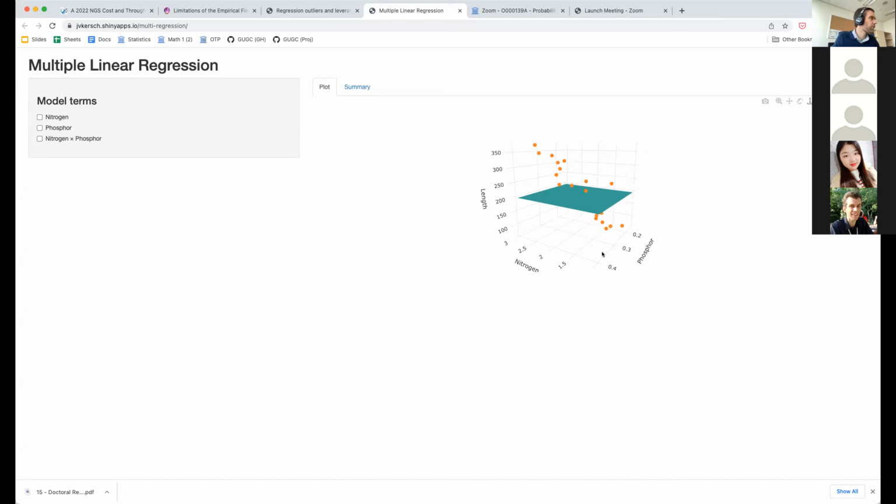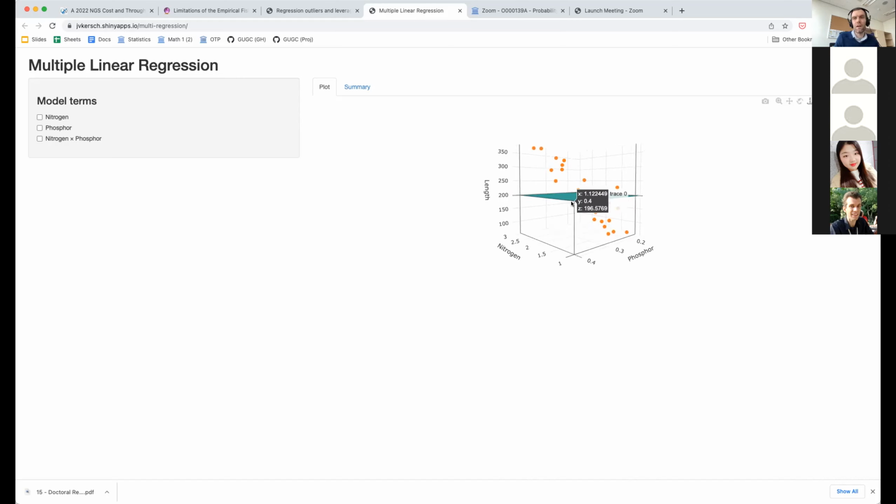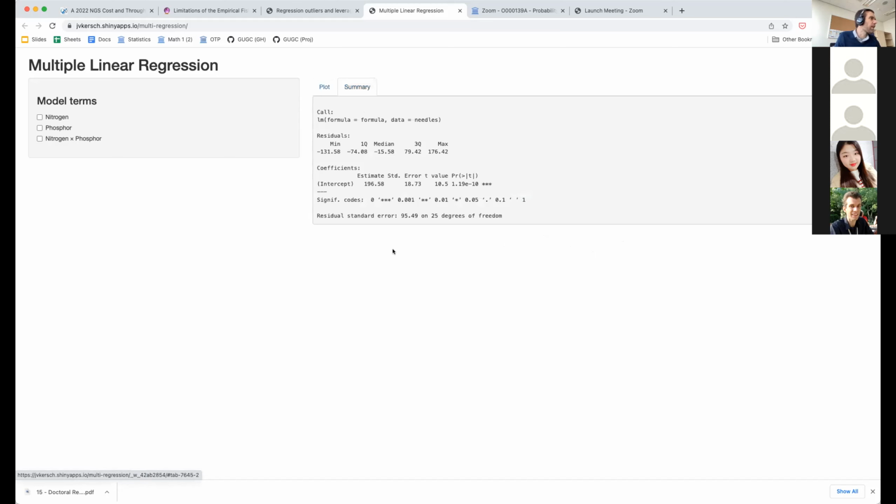So what I've done here is I've disabled both of the predictors, nitrogen and phosphorus. And what that leaves us with is a model that only has an intercept. So when it comes to predicting the length here, what our model says is, I predict that the trees are all 196.5 centimeters. And if you look at the output of R, you see the same thing. We only have an intercept, and the intercept is at 196.58 centimeters.